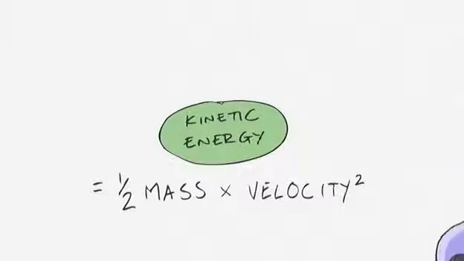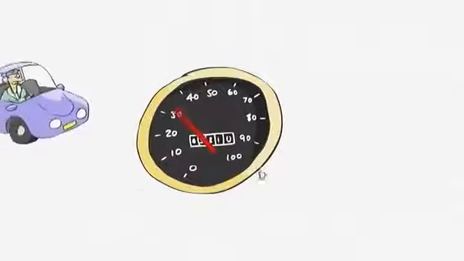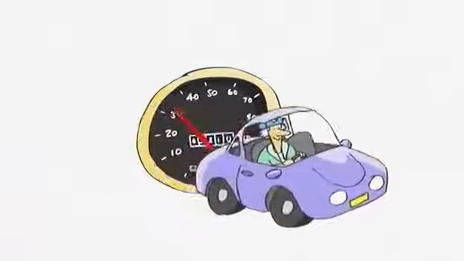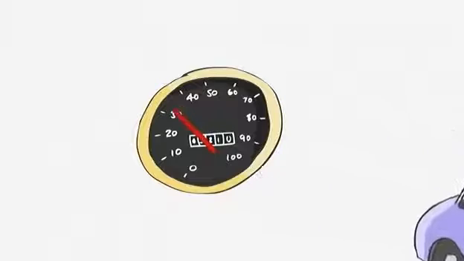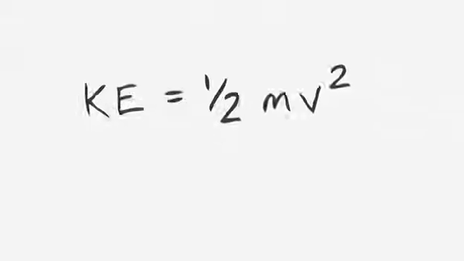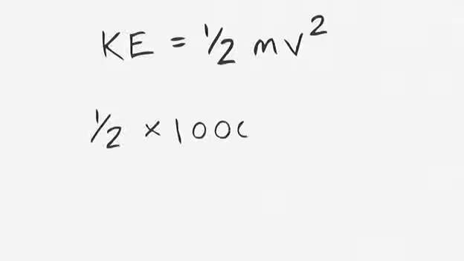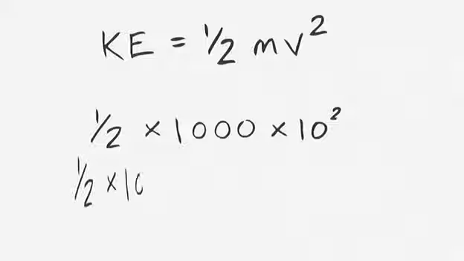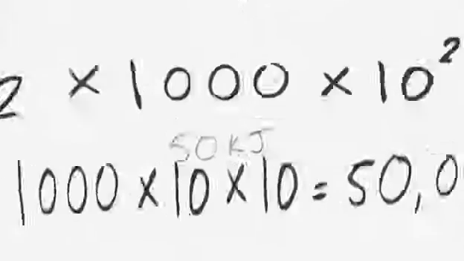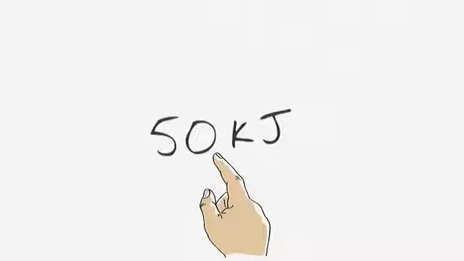Velocity, of course, is speed. Suppose a 1,000 kilogram car is travelling at 10 meters per second. That's 36 kilometers per hour, by the way. Go granny. The car's kinetic energy is given by half the mass times the speed in meters per second squared. So that's half times 1,000 times 10 times 10. So that's 50,000 joules or 50 kilojoules. It all makes so much sense.